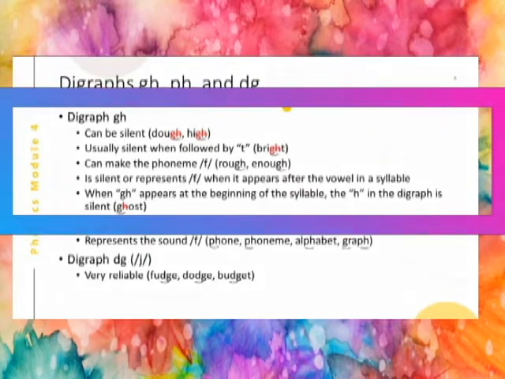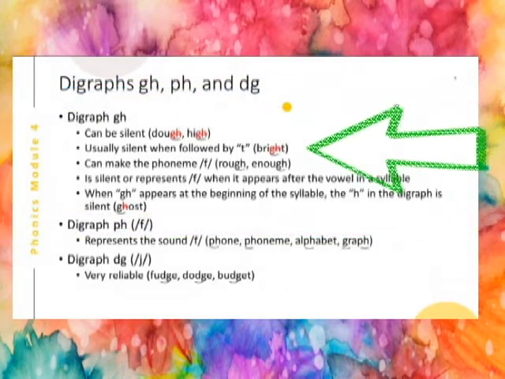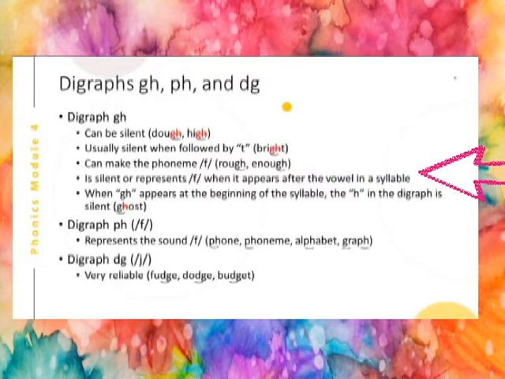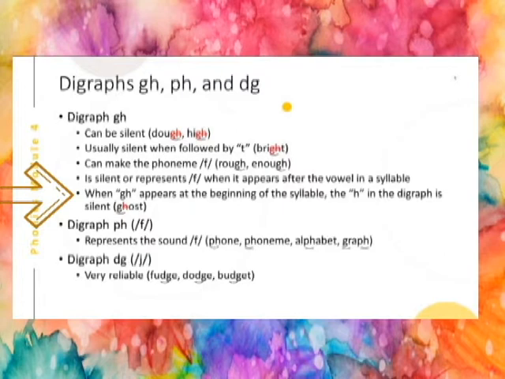The digraph GH can be silent, and is usually silent when followed by the letter T. It can make the same sound as the single-letter consonant F, or f, as in rough. The digraph GH is silent or represents f when it appears after the vowel in a syllable. When GH appears at the beginning of the syllable, the H in the digraph is silent. The digraph PH represents the f phoneme. The digraph DG represents the j phoneme.